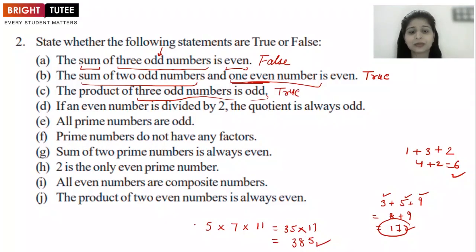You can try out one more example, like 1, 3 and 5. They are all three odd numbers, and when I multiply, 5 3s are 15. So I am getting an odd number. So yes, this is a true statement.